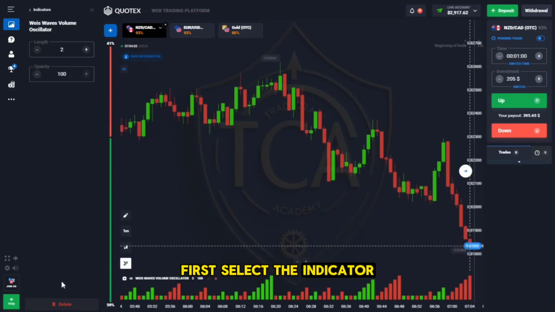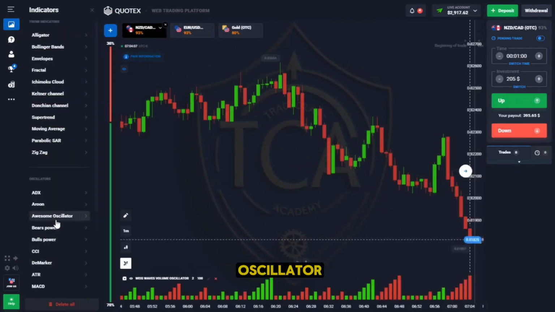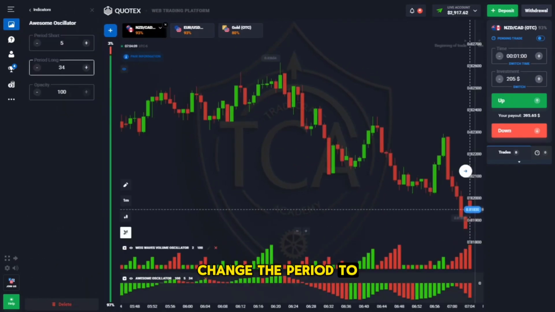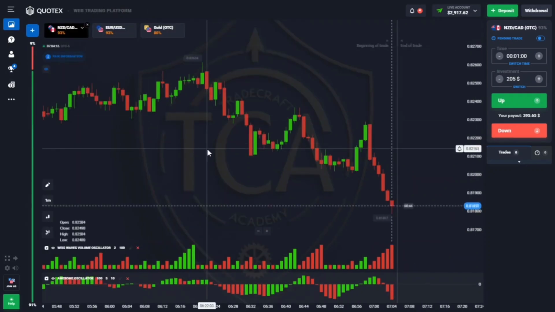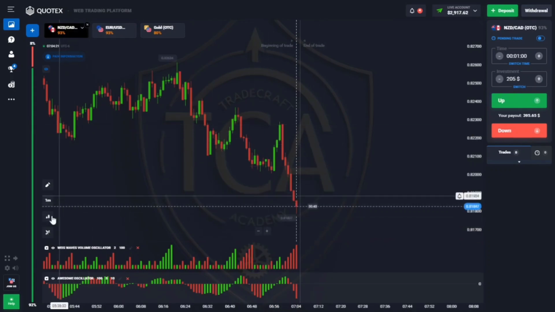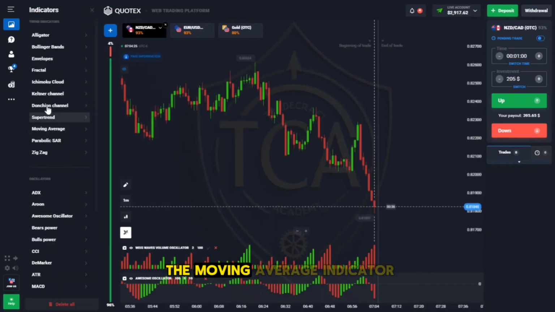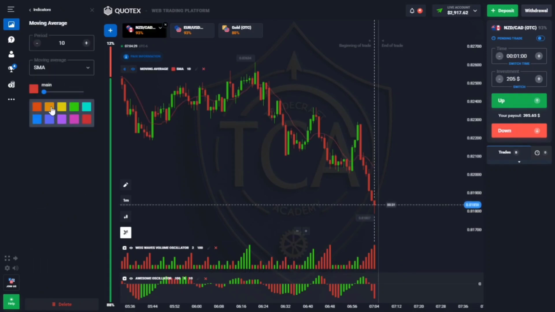First, select the indicator, Weiss-Waves volume oscillator by default, and then select Awesome Oscillator. Change the period to size 10. Now I will choose the moving average indicator. Let me set the size of the line.